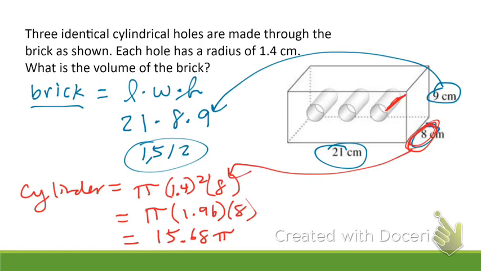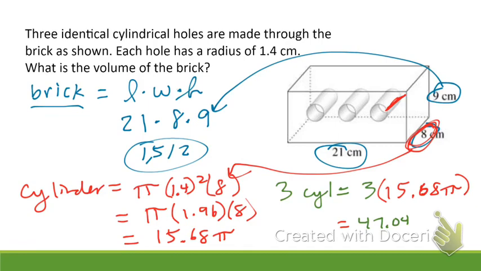Now, recall that we have 3 cylinders. So I've got to take 3 and multiply it by my volume of a cylinder, which is 15.68 pi. If I do 15.68 times 3, I'm going to get 47.04 pi. Now what do I do with that information?